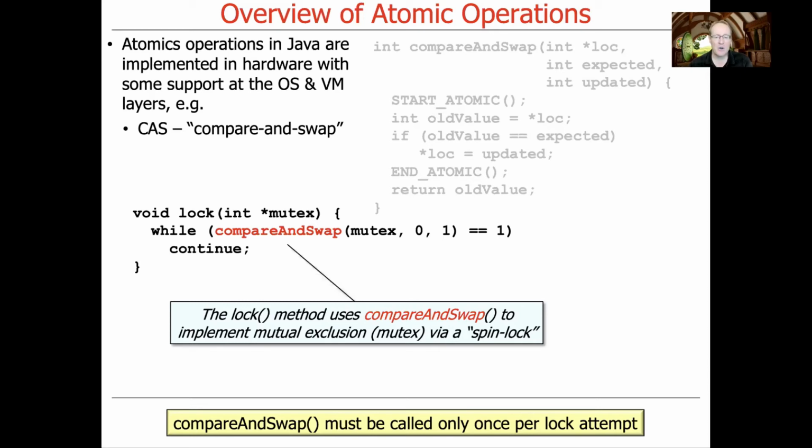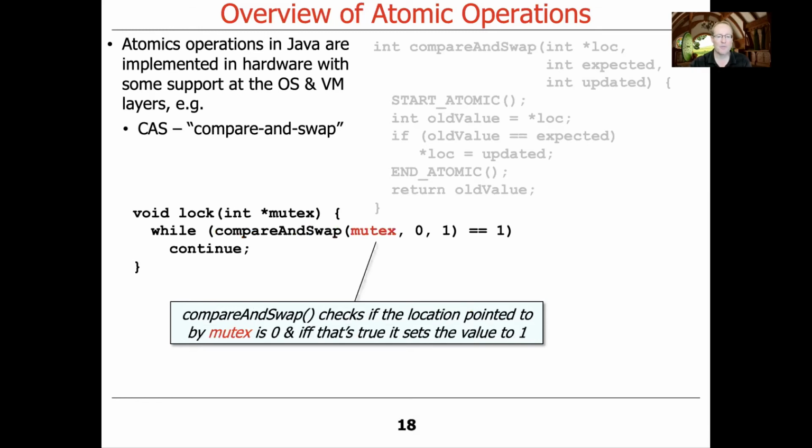And the key thing to note here is that compare and swap must only be called once per lock attempt. And this is where you get yourself into trouble when you don't quite understand how ridiculously simple this abstraction is. And you'll run into this when you start doing assignment 1B. So you can only call this thing once per lock attempt. And it's meant to be a single atomic operation, which either works or doesn't. And it's guaranteed by the hardware.